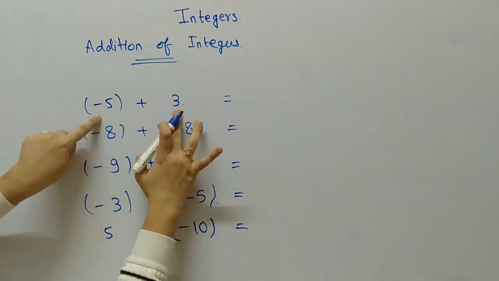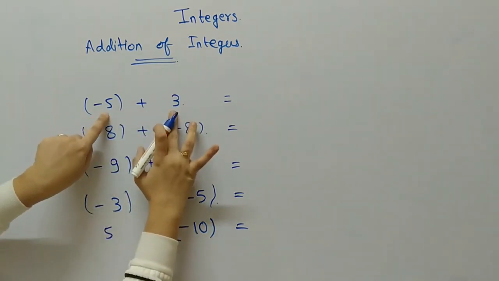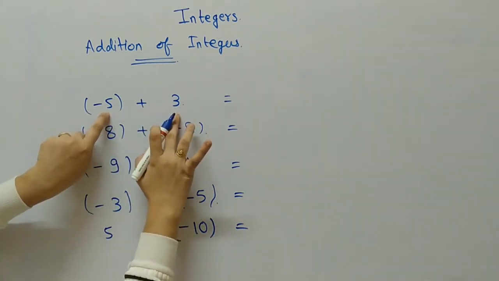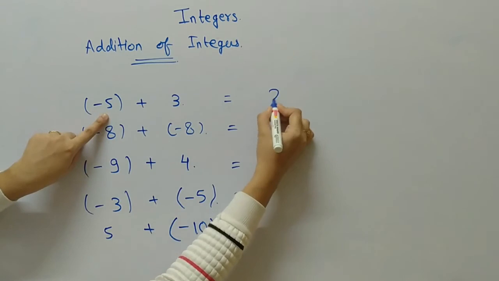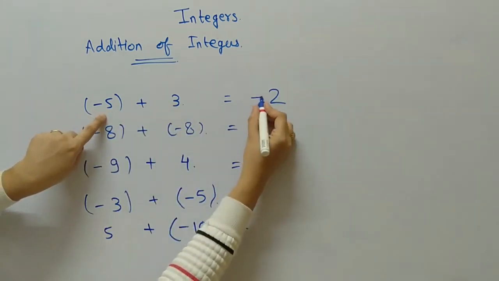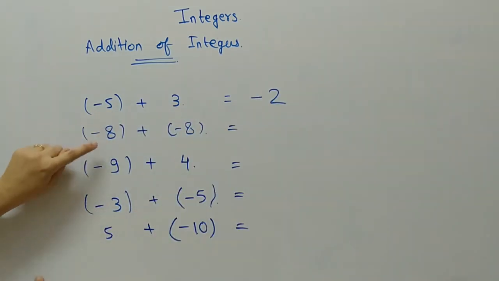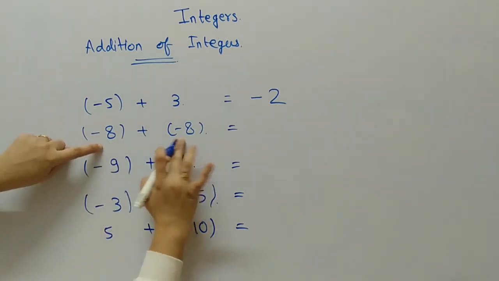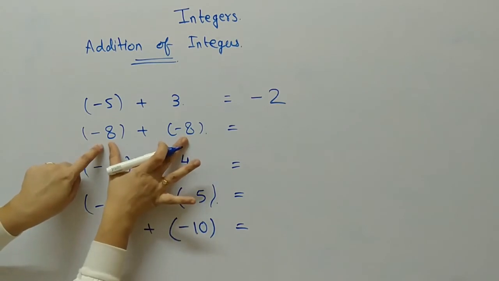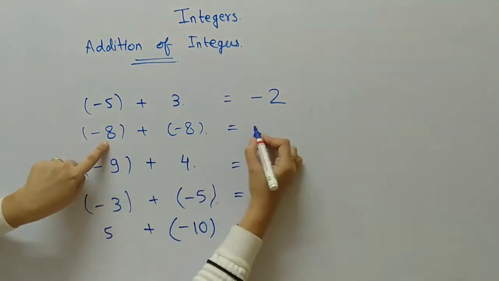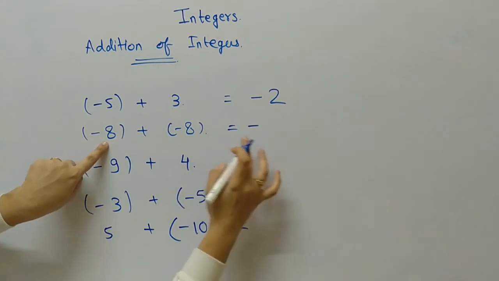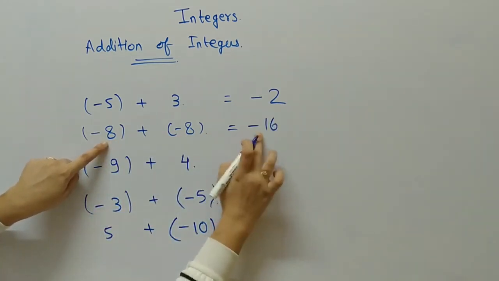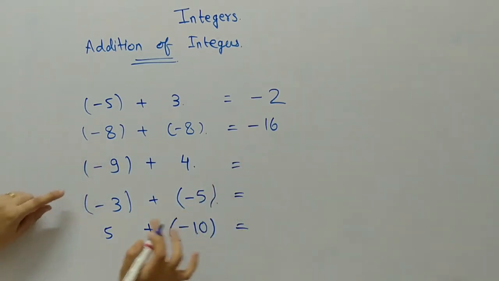Minus 5 plus 3. One is negative, the other one is positive. So now what will we do? We will do subtraction. So 5 minus 3 is 2. And the sign of the bigger number is minus. So our answer will be minus 2. Minus 8 plus minus 8. Here the sign of both the integers is negative. So now we will do addition. So 8 plus 8 is 16 and the sign will be minus 16.